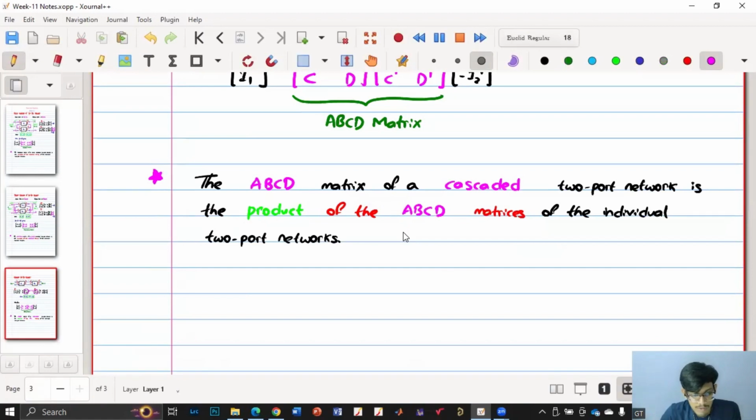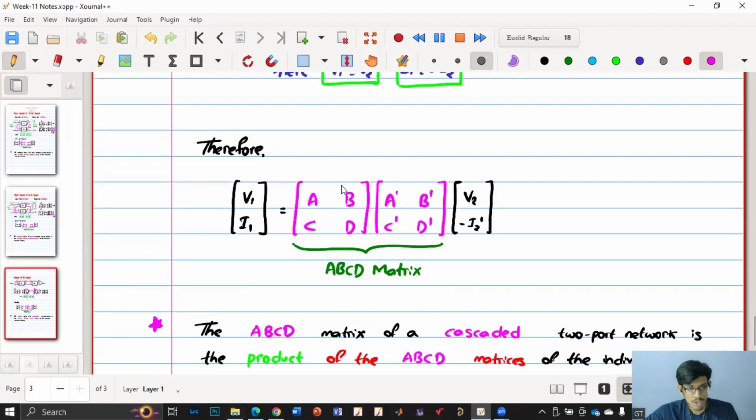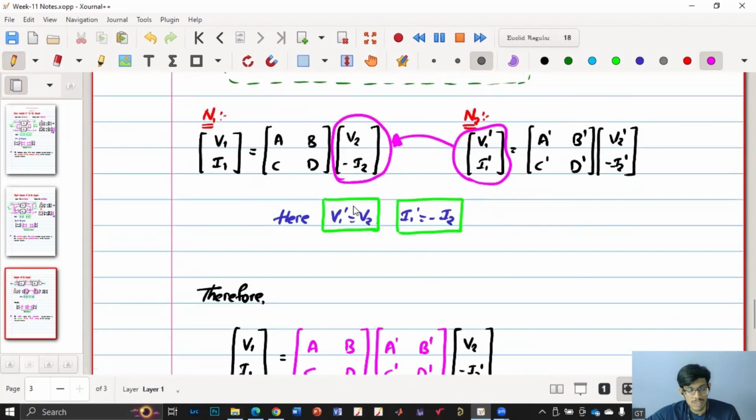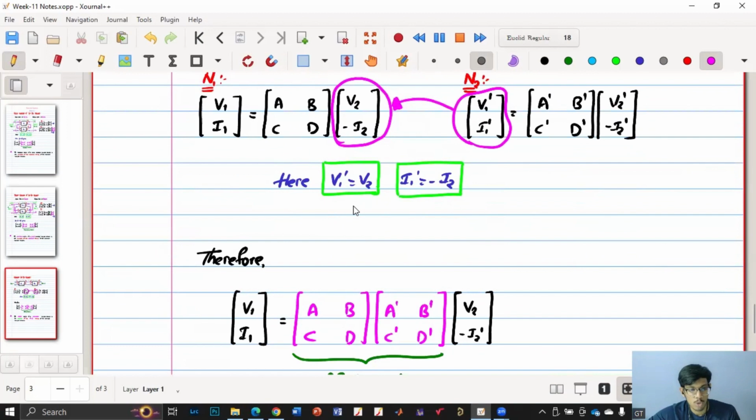So this is one very crucial result which is used in many wide applications. So when there are multiple two-port networks which are cascaded, then the ABCD matrix will be the product of the individual ABCD matrices. So this is one very crucial result. So yeah, this completes our two-port network different combinations of connection of two-port networks.